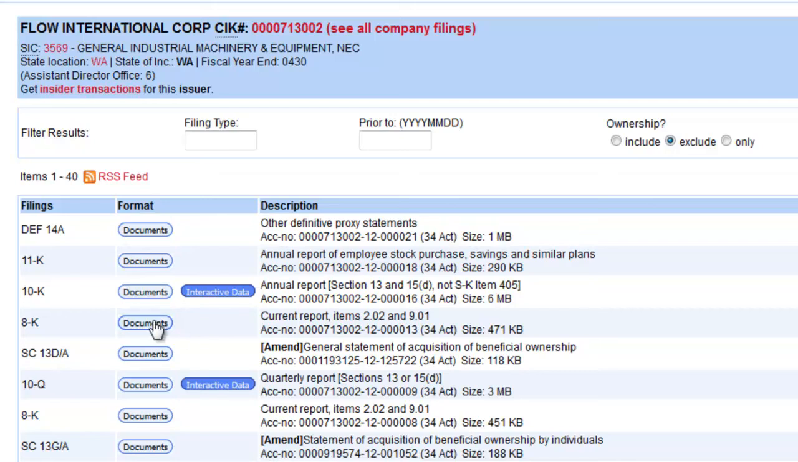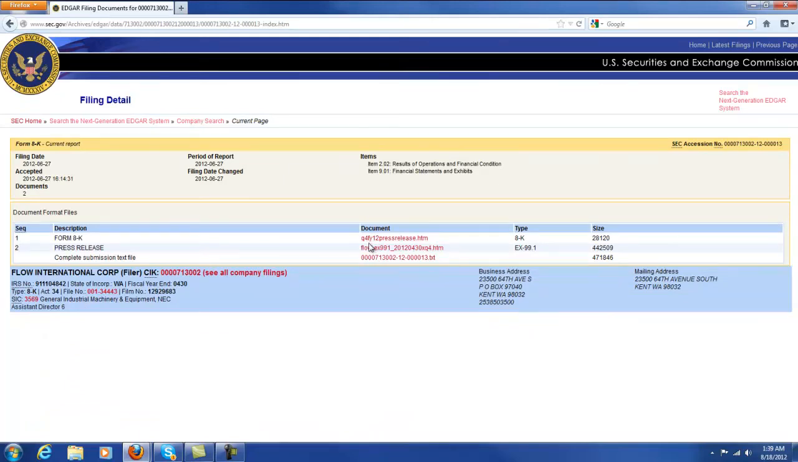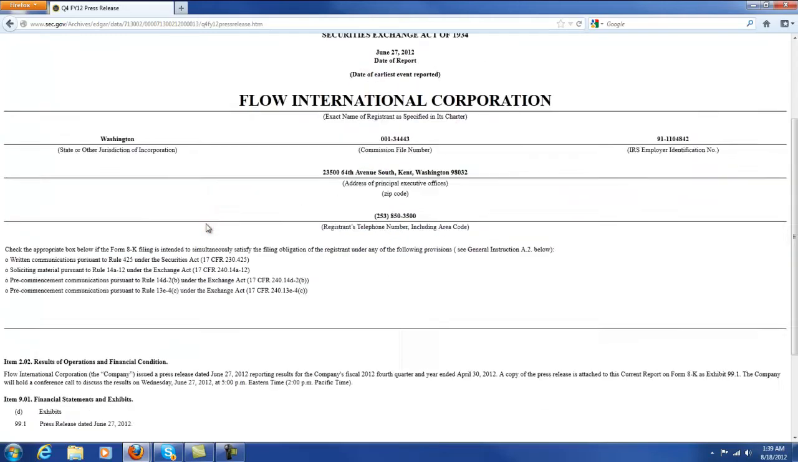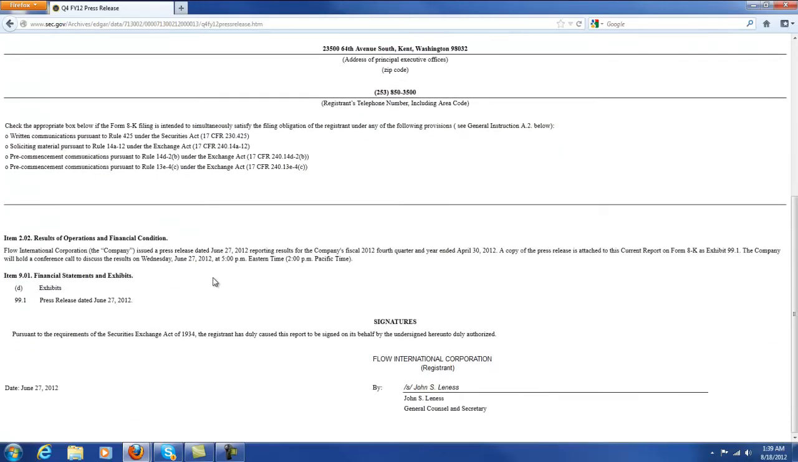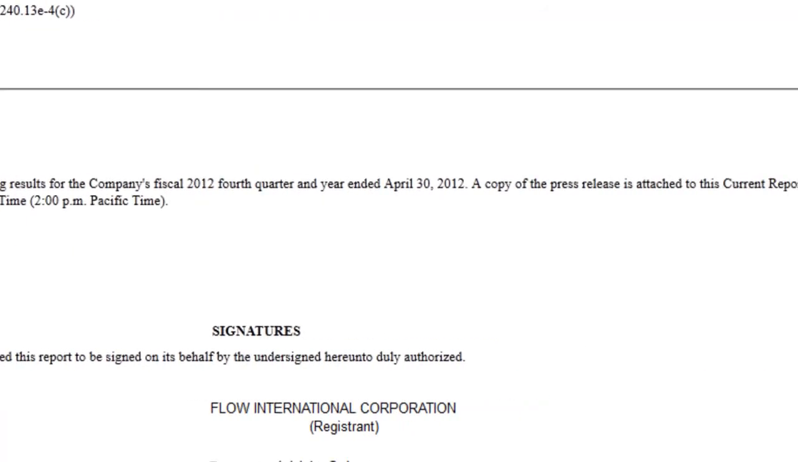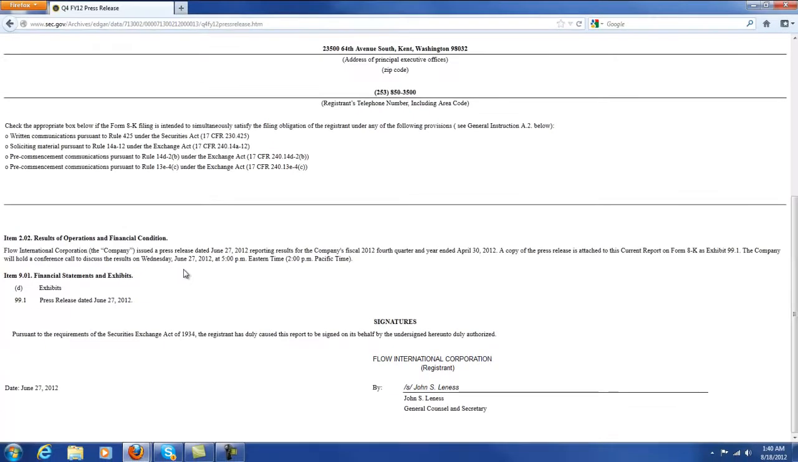So let's take a look at it. This is not as confusing. We can just click the first one, and as you can see, this is Form 8K, Flow International Corporation, and it's a very brief report. All we have here is that Flow International issued a press release dated June 27th reporting results for the company's fiscal 2012 fourth quarter and year ended April 30th, 2012. And that's all there is to it.